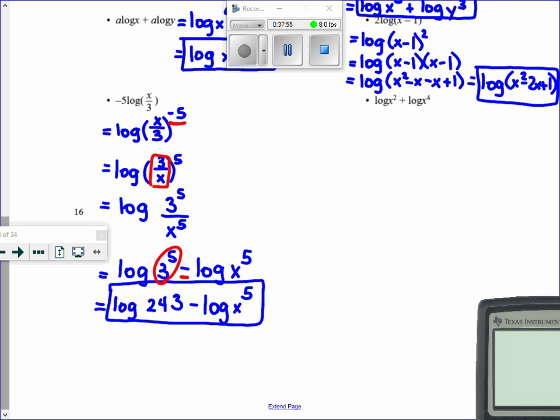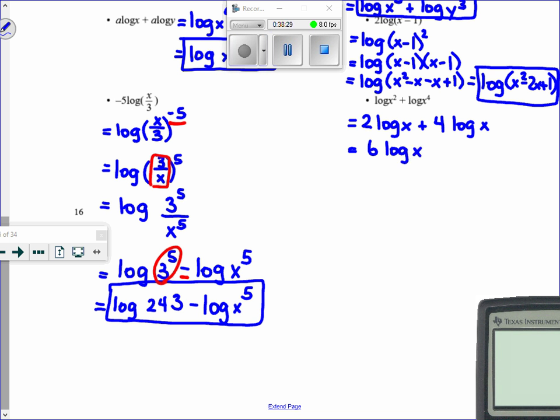Okay, and this last one on this page, log of x squared plus log of x to the 4th. Okay, well, I could do this a couple different ways. I'll show you a couple different ways to do this one. One way I could do it is by bringing those exponents down in front. So that's the same thing as saying 2 times log x plus 4 times log x. 2 log x plus 4 log x is 6 log x.